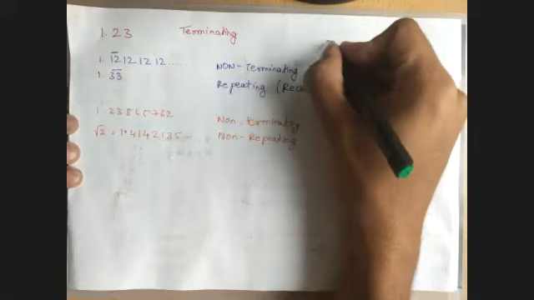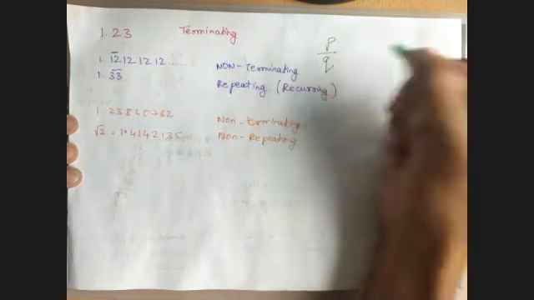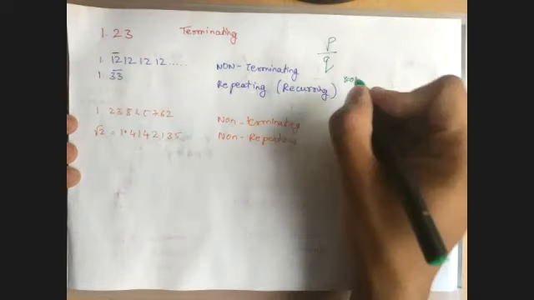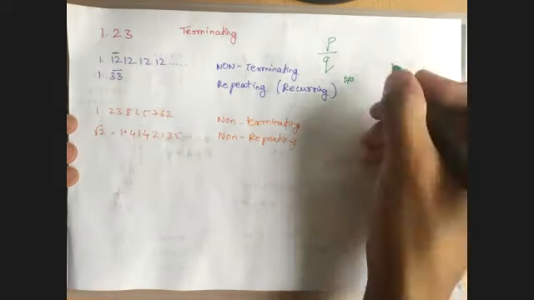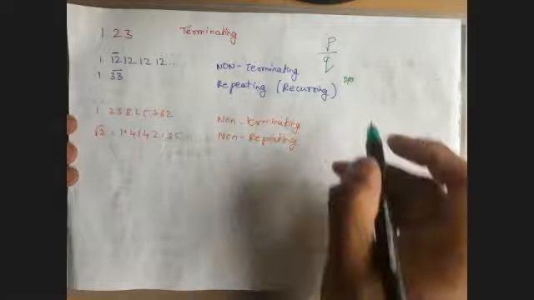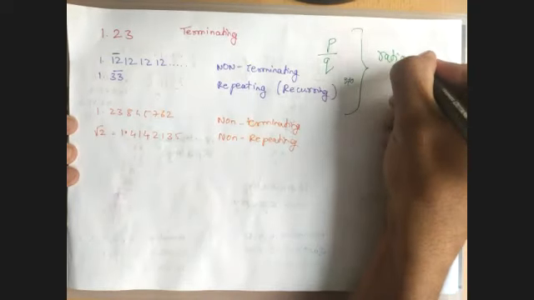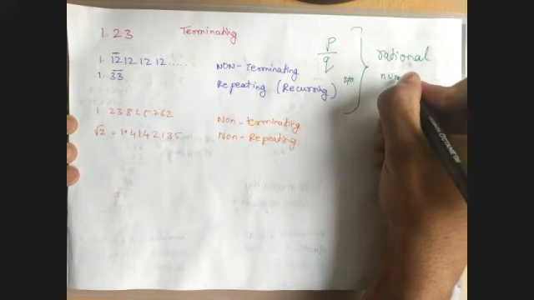Both of these cases we can express in the form of P by Q, where Q is not equal to 0. So these can be classified as rational numbers.